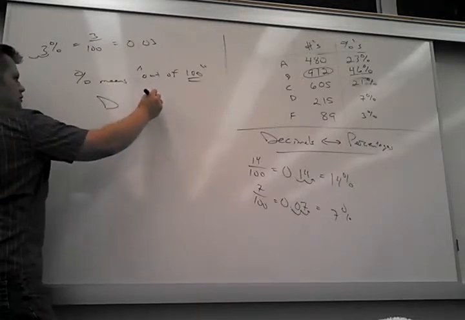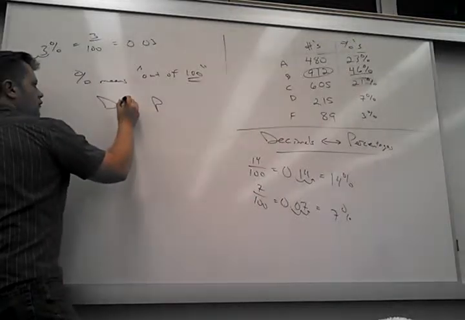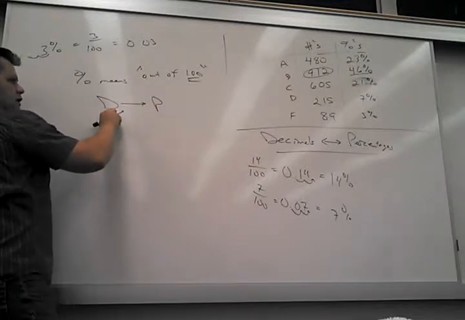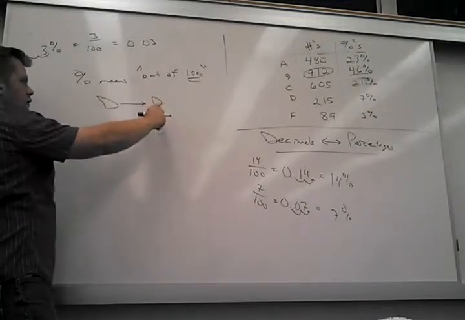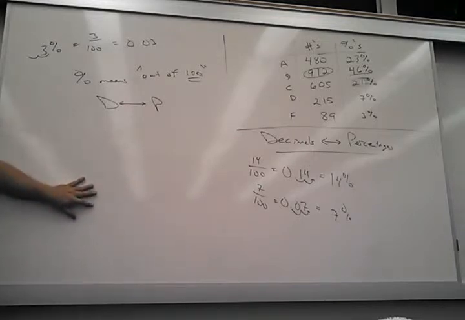If you put the letter D for decimal and P for percentage in alphabetical order, so D, P. If I want to go from a decimal to a percent, I move the decimal that way. If I want to go from percent to decimal, I move it back the other way.